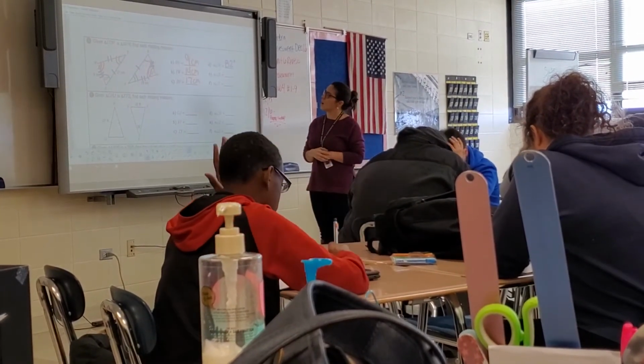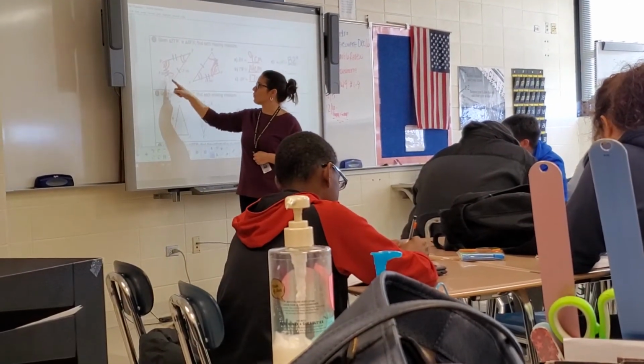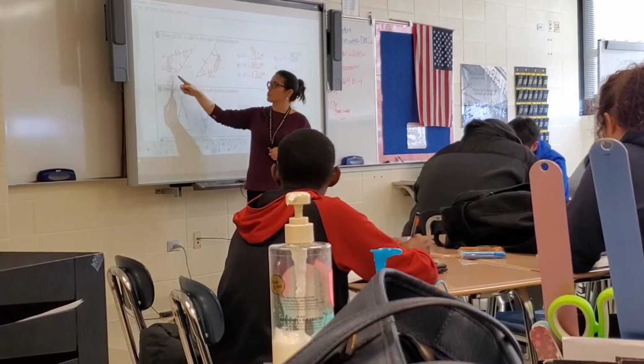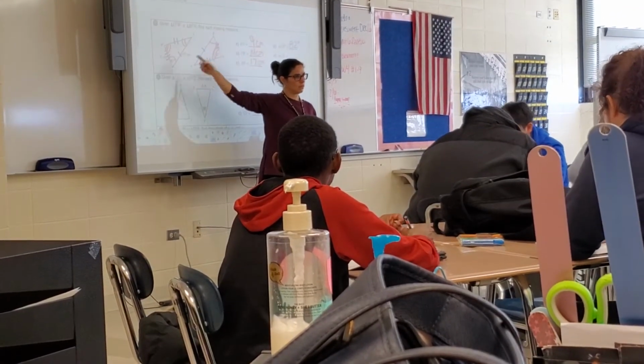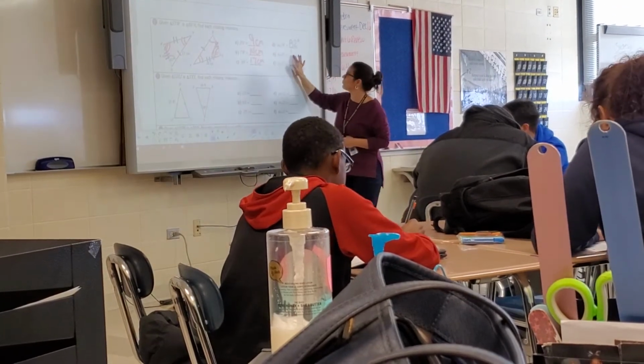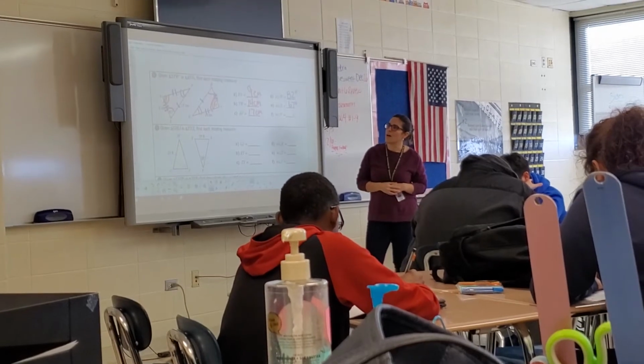All right, angle B. Angle B has 1 arc. I'm going to match it up over here. So if angle B matches up with this one, how many degrees is angle B? 67 degrees. Okay. Angle F. 31.